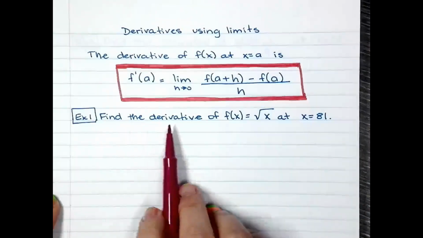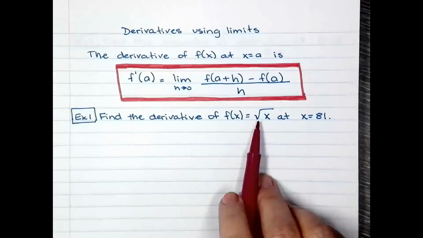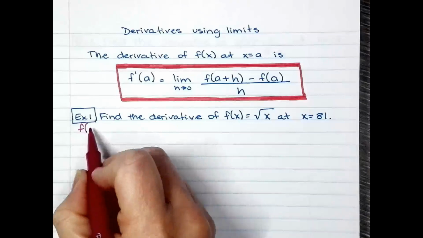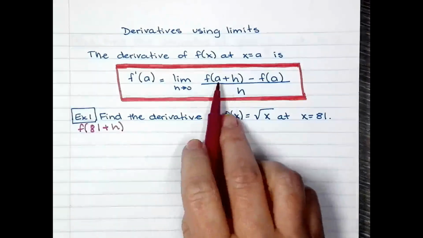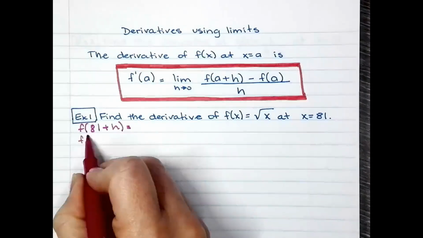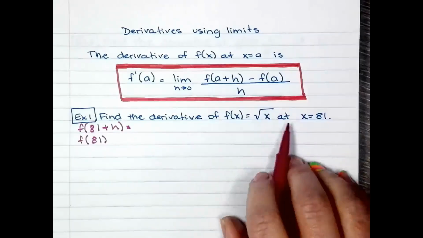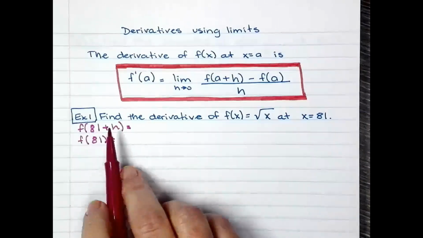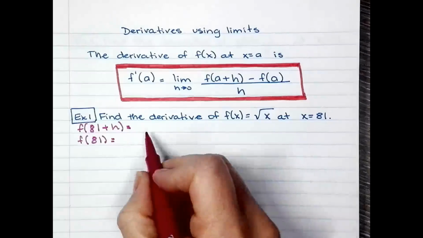So, when we're trying to find the derivative of f of x, square root of x, we're still going to have to find f of 81 plus h, because it's going to be part of the formula right there. And we also need to find f of 81. So that's that my a right here is 81. Okay, so we substitute 81 plus h right there where x is.